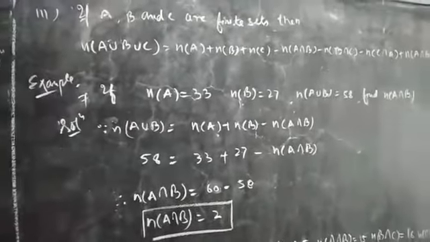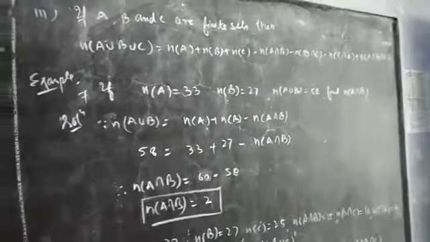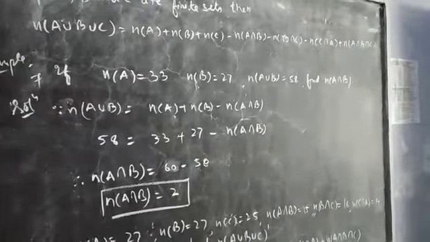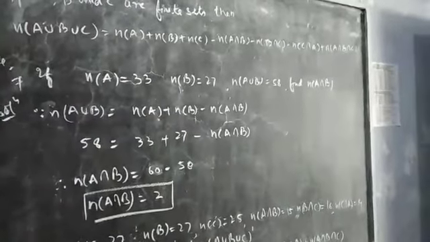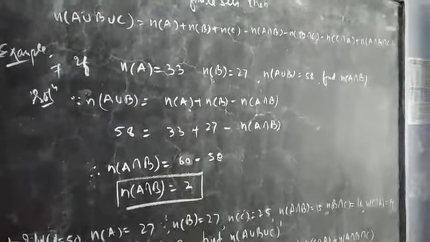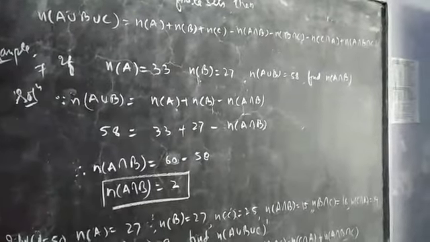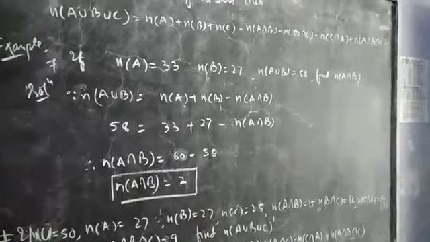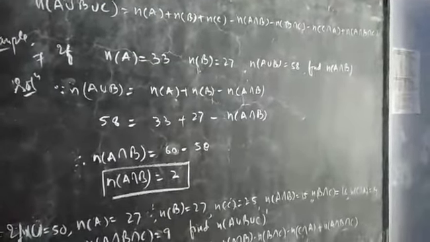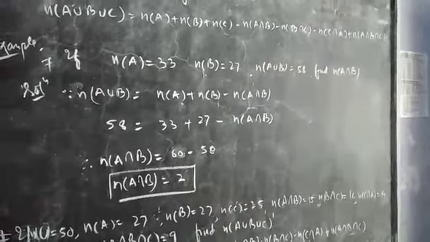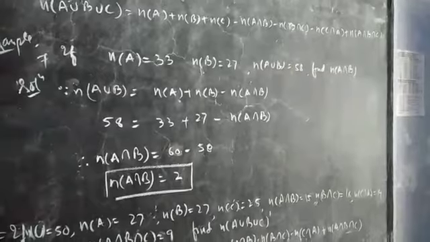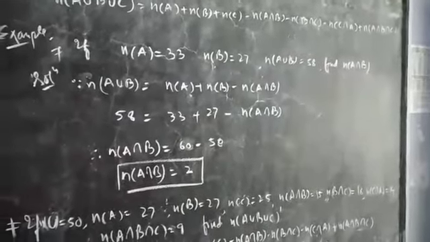See the example. If n(A) = 33, n(B) = 27, n(A ∪ B) = 58, then find n(A ∩ B). You have the formula n(A ∪ B) = n(A) + n(B) − n(A ∩ B). Then we use the values of n(A ∪ B), n(A), n(B) and put them in this expression. So the value of n(A ∩ B) is equal to 2.